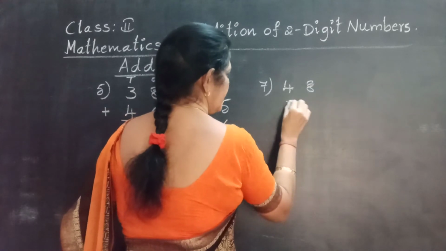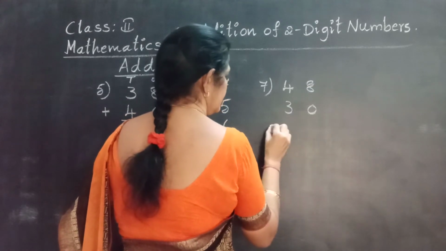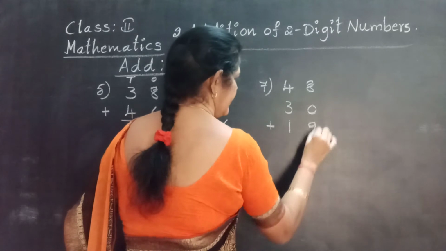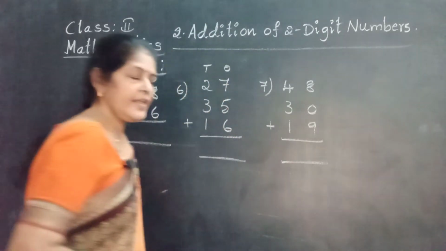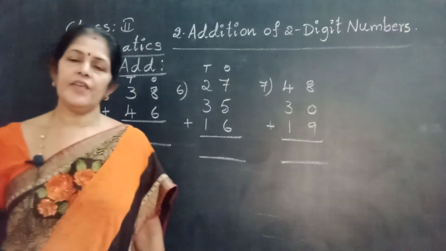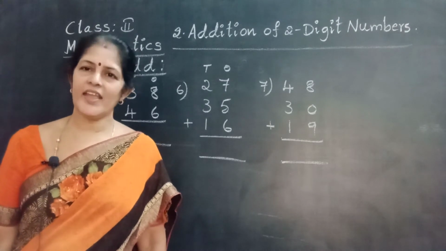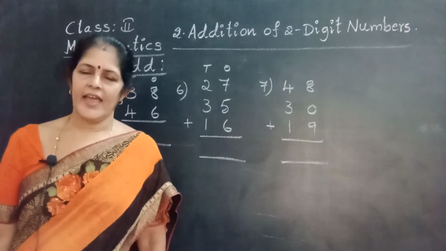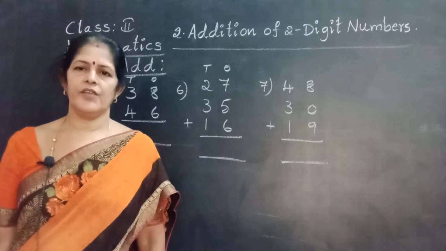48 plus 30 plus 19. And another one in this chapter, verifying addition. Verifying addition means, yes, addition. We find the total.